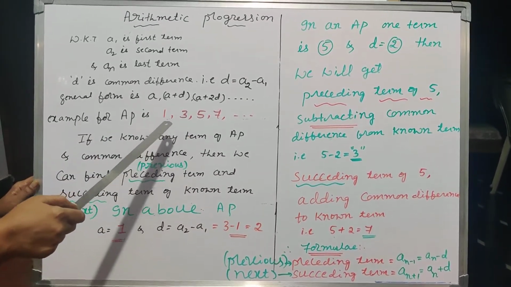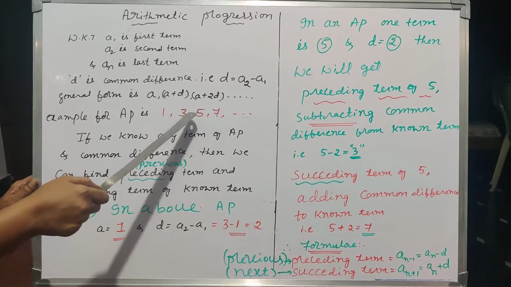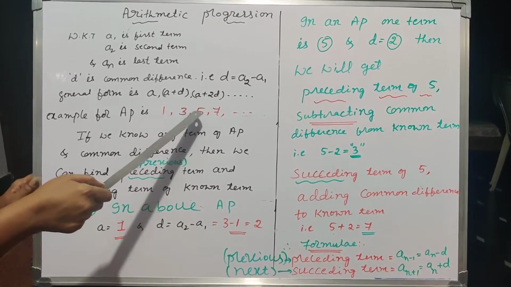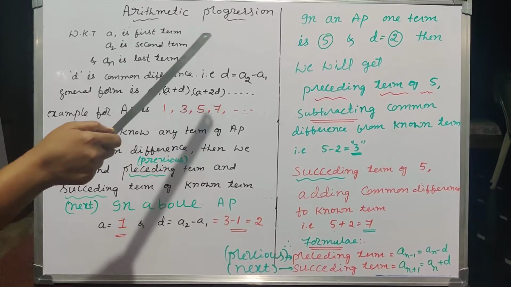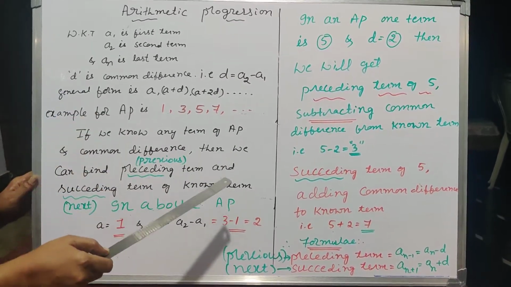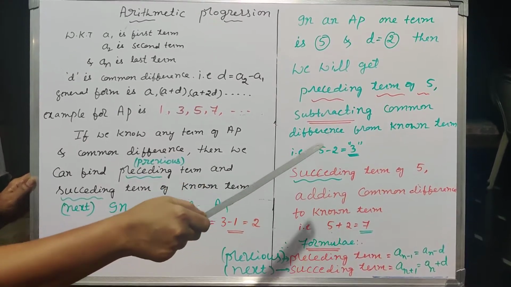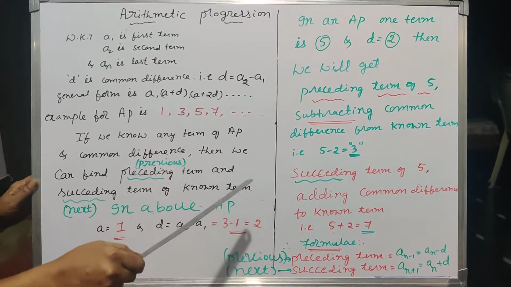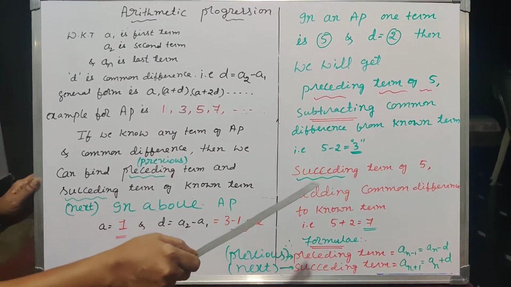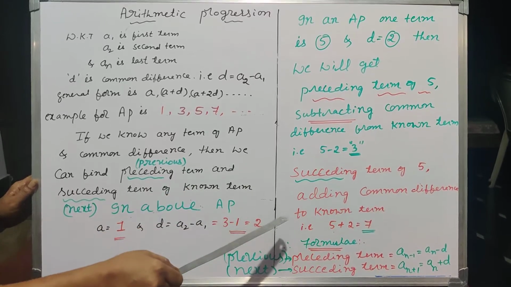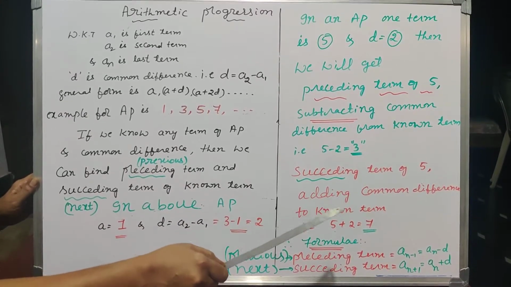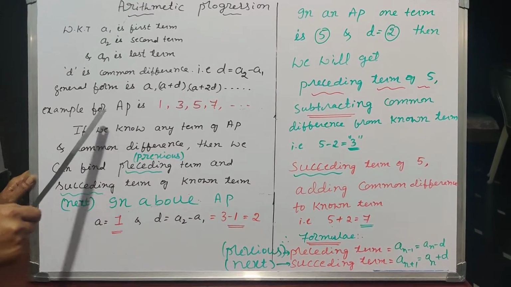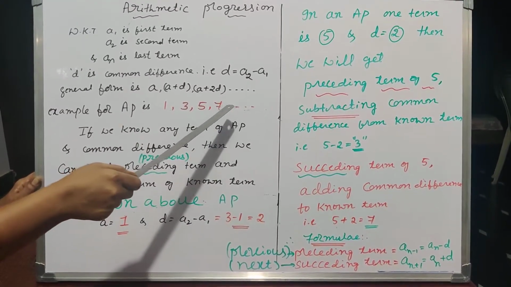Here the AP is 1, 3, 5, 7. Here 5 is the term. The preceding term of this one is 3. 5 minus 2 is equal to 3, where 2 is the common difference. Similarly, the succeeding term of 5. Succeeding means next term. We get the next term by adding the common difference to the known term. The known term is 5, so 5 plus 2 is equal to 7. See, 5 plus 2 is equal to 7. In the given example, 7 is the next term.